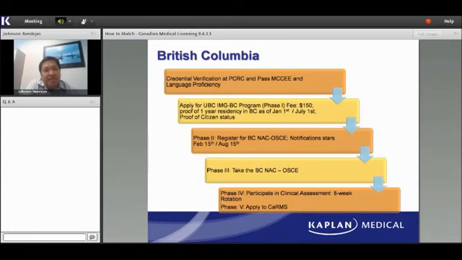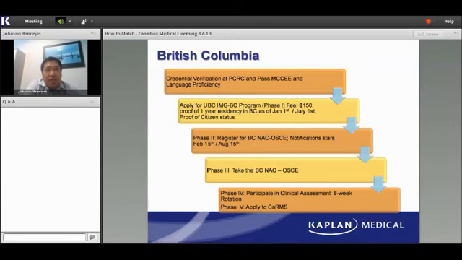Now, the UBC IMG program has two intakes. One will be the January 1st application, and the other will be the July 1st application. If you are qualified for those intakes, you will usually get a notification that you will be required to take the BC National Assessment Examination, or the OSCE, the BC NAC, wherein you're going to take the examination sometime in March for the first intake or September for the second intake.